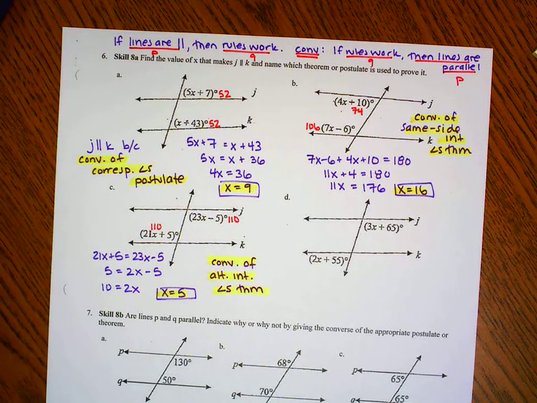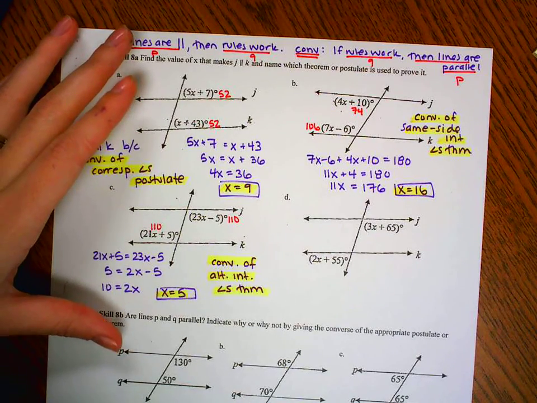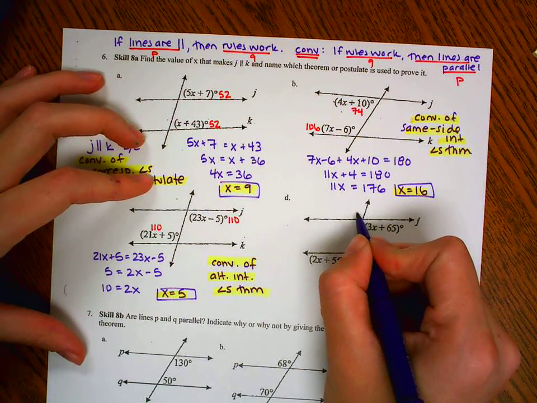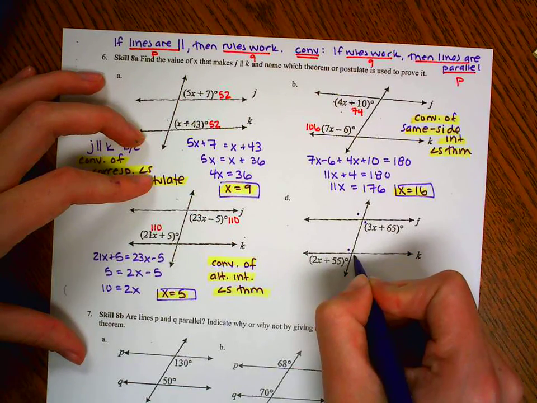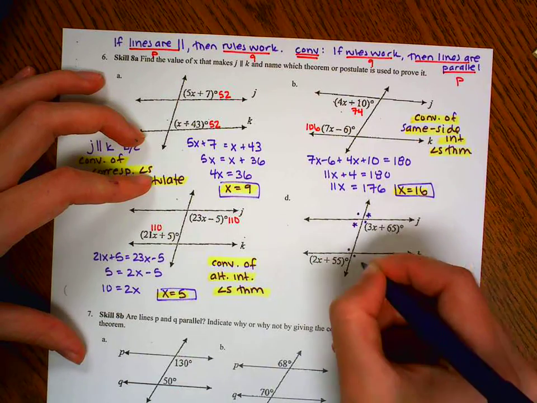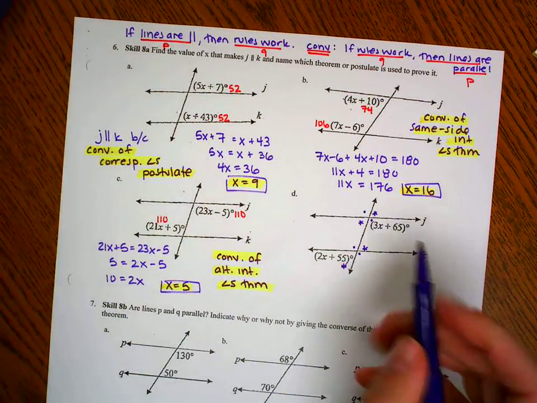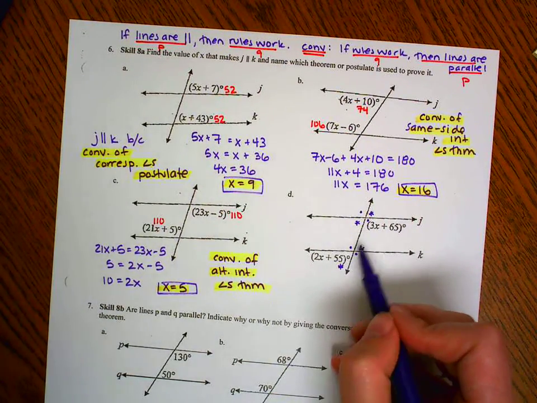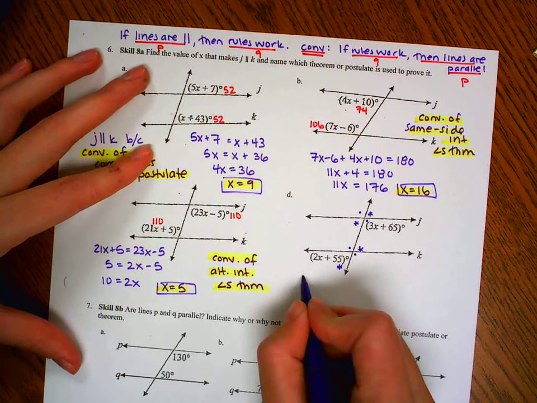Okay, D. Oh, this is an angle relationship that we have a name for. Let's take a look. We know that this and this need to be congruent. We know that this and this need to be congruent. These two, this has a dot, this has a star. That means if these are going to be parallel, these two things need to be supplementary. They need to add up to 180. So let's do that.